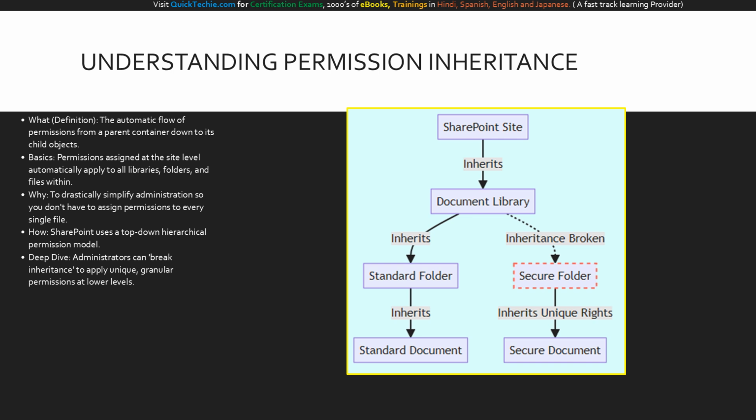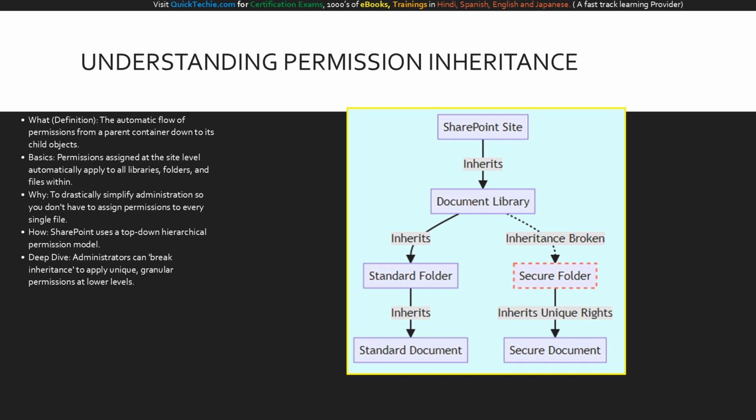But look at the dashed line branching off from the document library to the secure folder. That dashed line represents broken inheritance. We have erected a dam in the waterfall. By breaking inheritance, the secure folder no longer accepts the default permissions flowing from above.